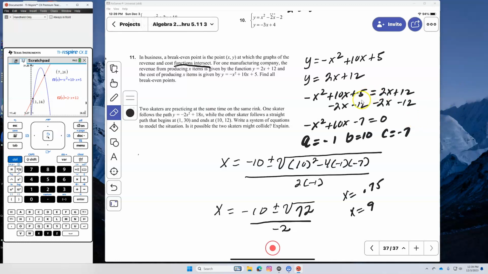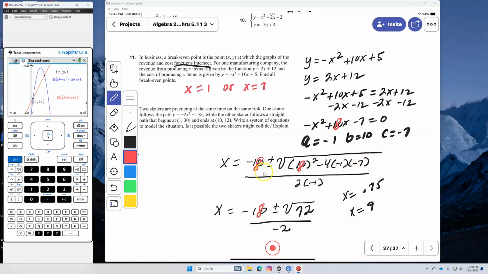Oh, I see the mistake. So we have 10x minus 2x, that's 8x. So this should have been 8x. So this should have been negative 8. This should have been negative 8. This should have been 8. So the answer should have been x equals 1 or x equals 7. And if I made the corrections and redid the work, you would see that it would be correct.